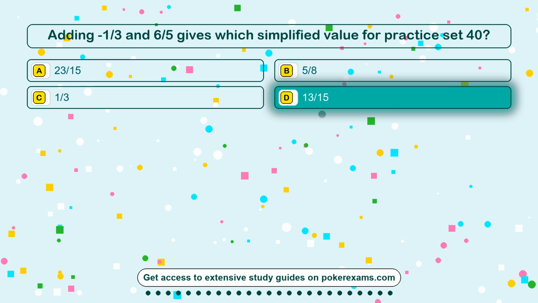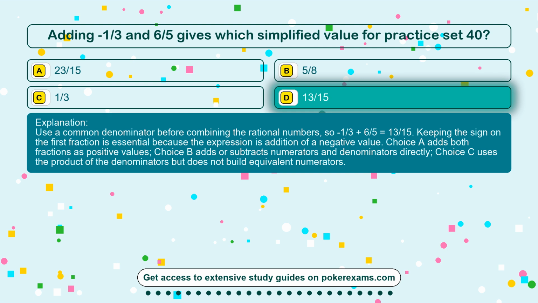The correct answer is option D, 13/15. Use a common denominator before combining the rational numbers, so -1/3 plus 6/5 equals 13/15. Keeping the sign on the first fraction is essential because the expression is addition of a negative value. Choice A adds both fractions as positive values, choice B adds or subtracts numerators and denominators directly, choice C uses the product of the denominators but does not build equivalent numerators.